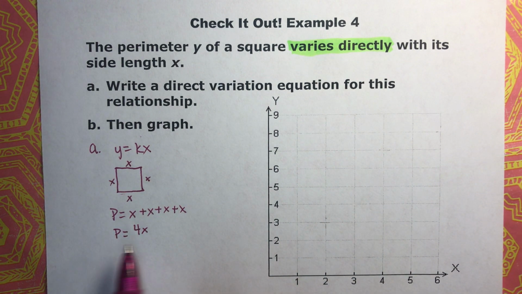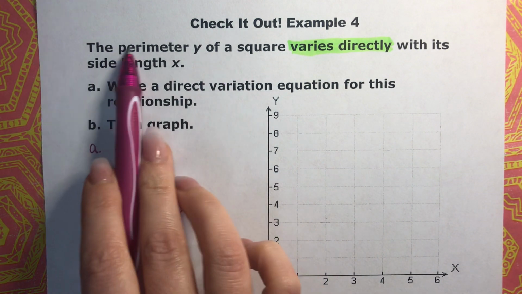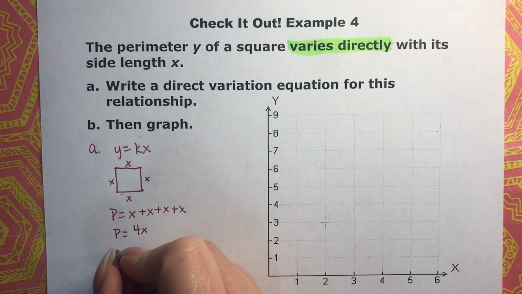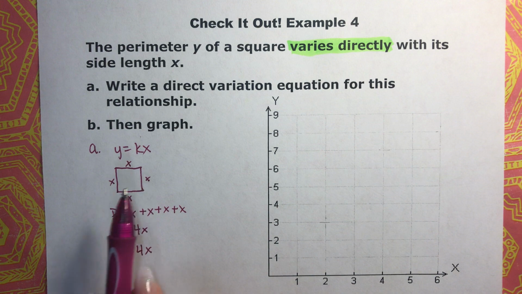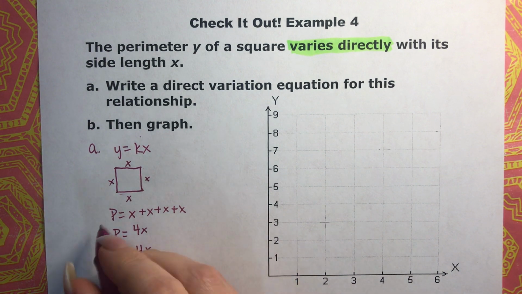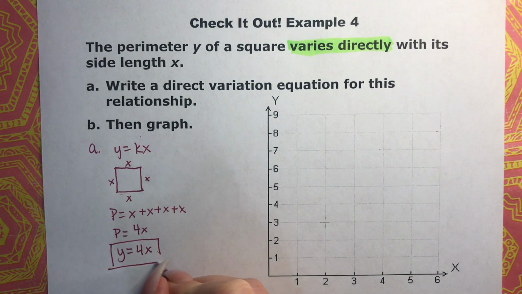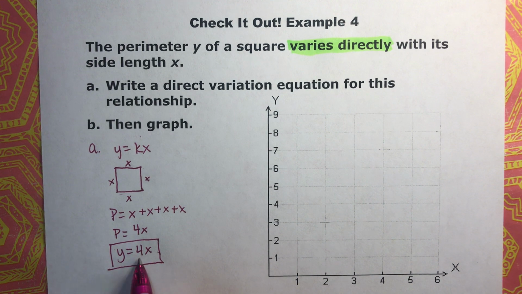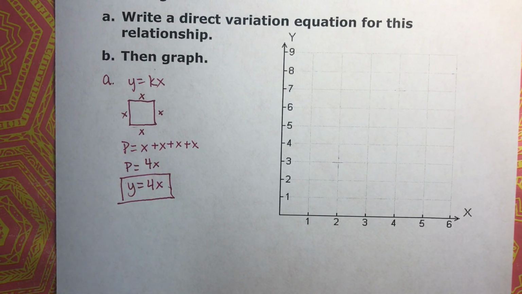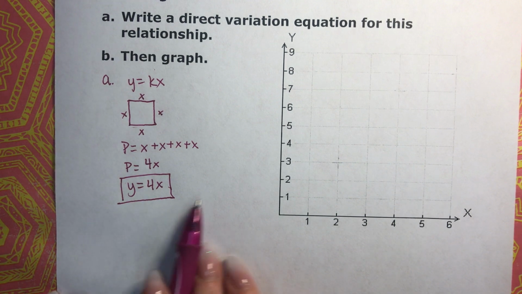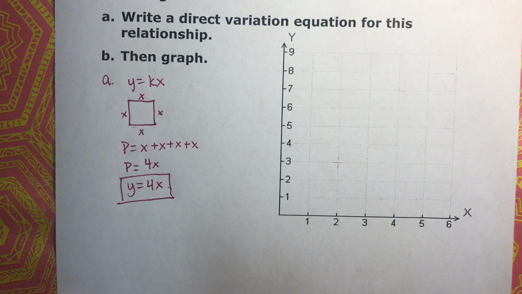So look at that. If we change out perimeter, which is actually equal to y, we have our direct variation. Look, the perimeter of a square is actually a direct variation. Isn't that crazy? Where the constant of variation is equal to 4. The constant of variation is equal to 4, which is the slope. Okay, so now we're gonna go ahead and graph this.